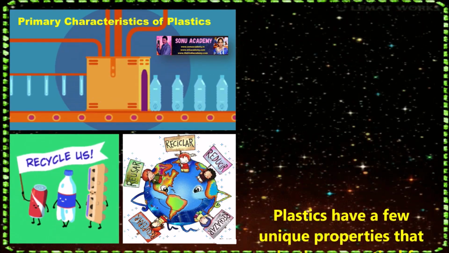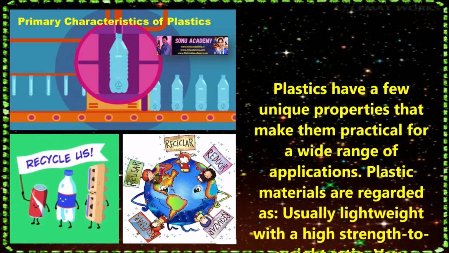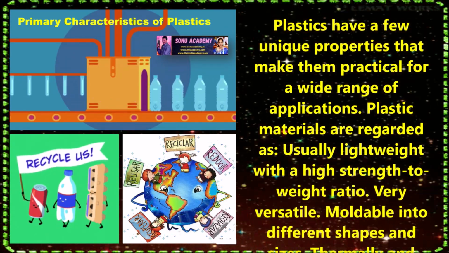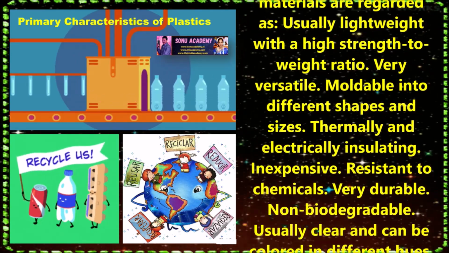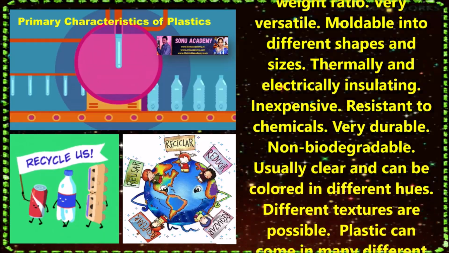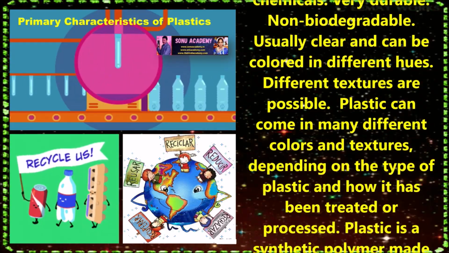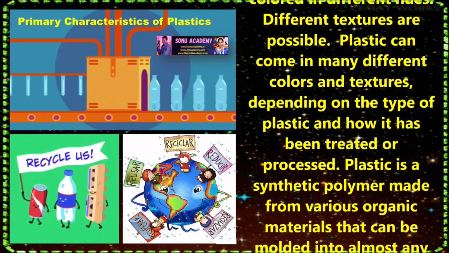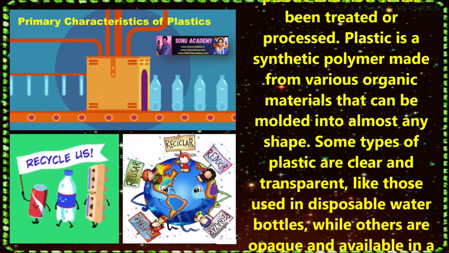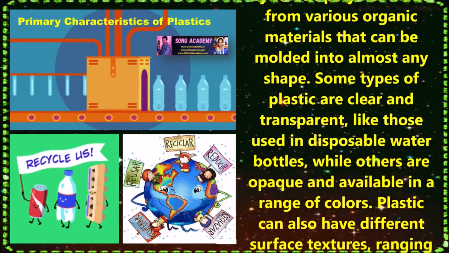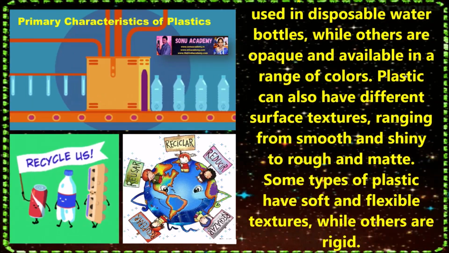Children, let us discuss the primary characteristics of plastics. Plastics have a few unique properties that make them practical for a wide range of applications. Plastic materials are usually lightweight with a high strength to weight ratio, very versatile and moldable into different shapes and sizes, thermally and electrically insulating. These are inexpensive and resistant to chemicals, very durable, non-biodegradable, usually clear and can be colored in different hues.